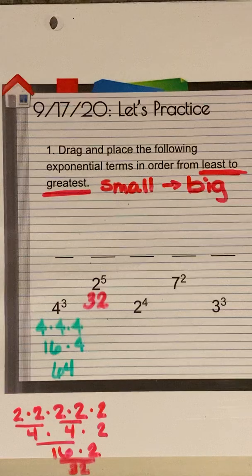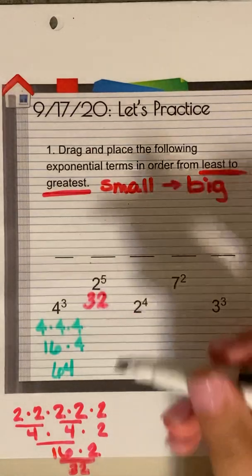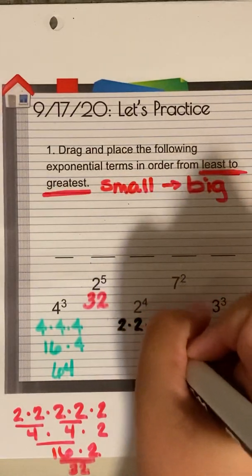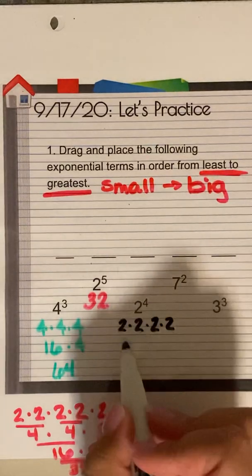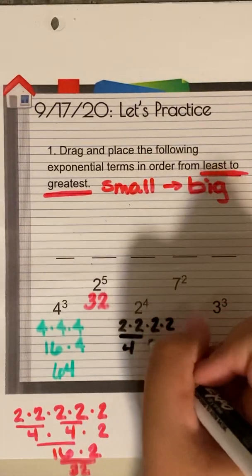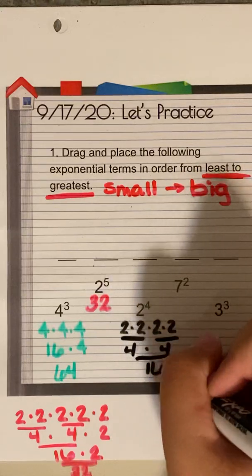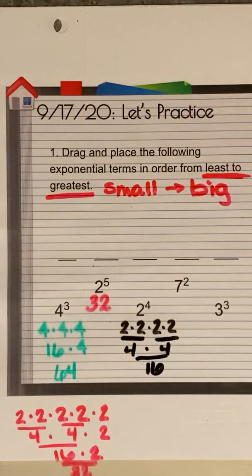Alrighty, let's do 2 to the 4th power. We can write it in blue. Okay, we'll do this one in black. So 2 to the 4th power is 2 times 2 times 2 times 2. 2 times 2 is 4, and 2 times 2 is 4. 4 times 4 is 16. So 2 to the 4th power is going to be 16.